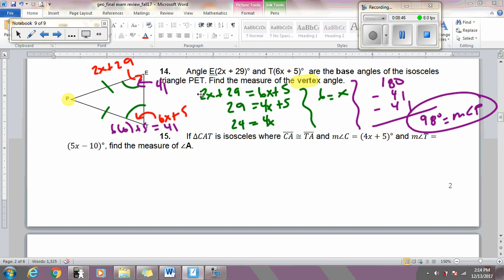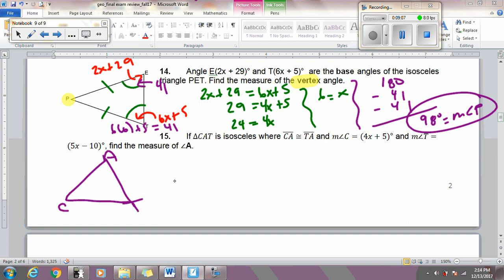Number 15 is a lot like 14. It's talking about an isosceles triangle, but there's no picture, so it might be helpful to draw the picture. So draw yourself the best triangle you can. Label the vertices, CAT.